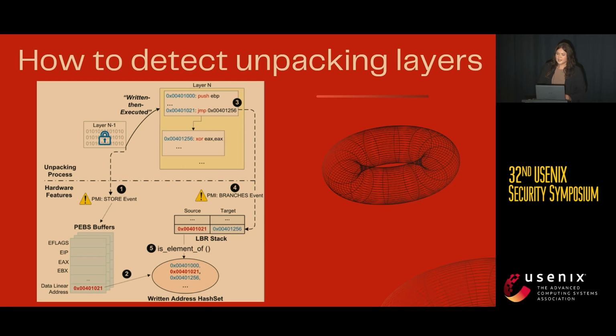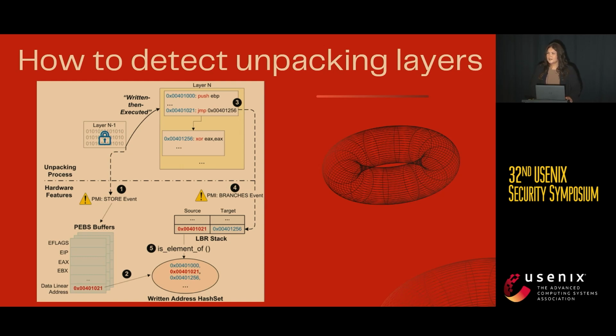Once we can detect a loop, we need to then detect the actual unpacking layers. So in this figure, first, the store event corresponds to a write operation. We configure the store event to have a threshold set at 1. Under this configuration, an interrupt will be triggered for every store event. In the interrupt handler, we store the written addresses in a hash set data structure for future lookup.